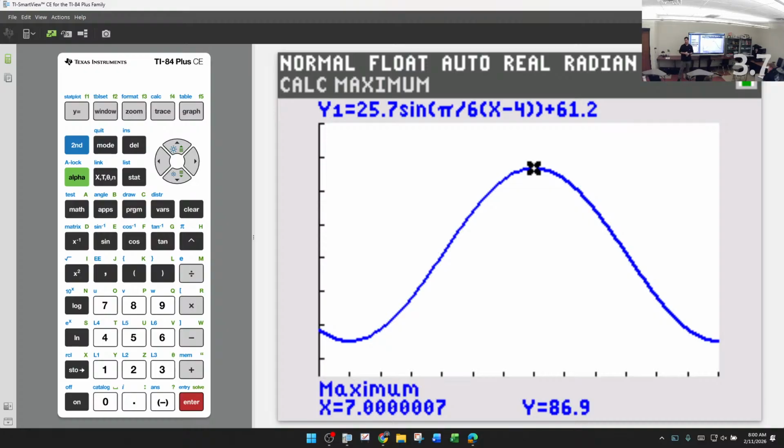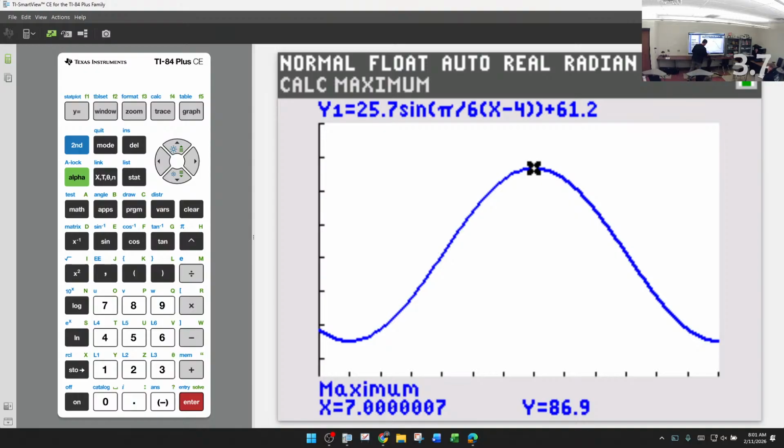And I love that right there, right? You know the midline, you know the amplitude, so we already know the max. We already know the min. Maybe you may not know where it happened. Maybe you should. It's at 7, though. Okay with all that?